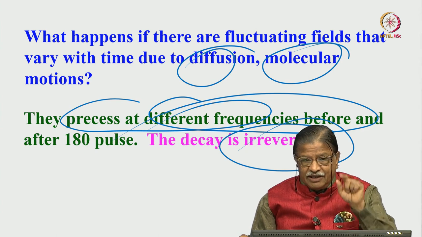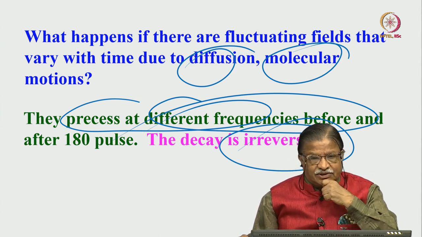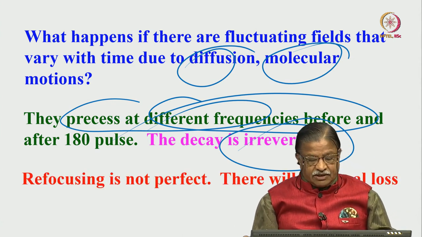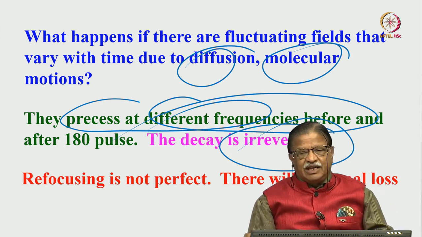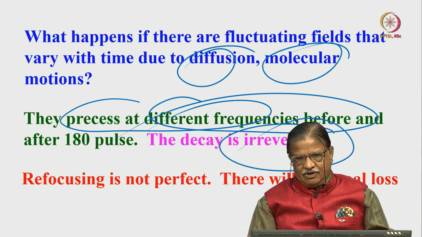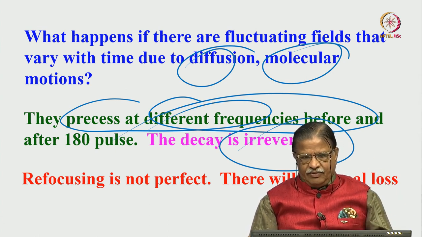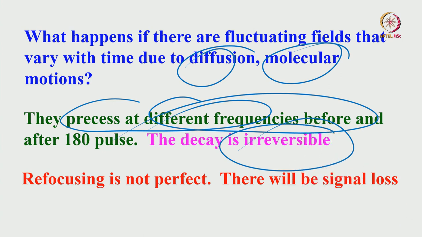The inhomogeneity, the fluctuating field because of diffusion, perfusion or molecular motions is irreversible. So, they are not refocused. And because of that, you will lose the energy, lose the signal. Intensity of the signal will be lost. So, this is the idea you use to get the diffusion coefficients later. I will tell you that later when we come to that.